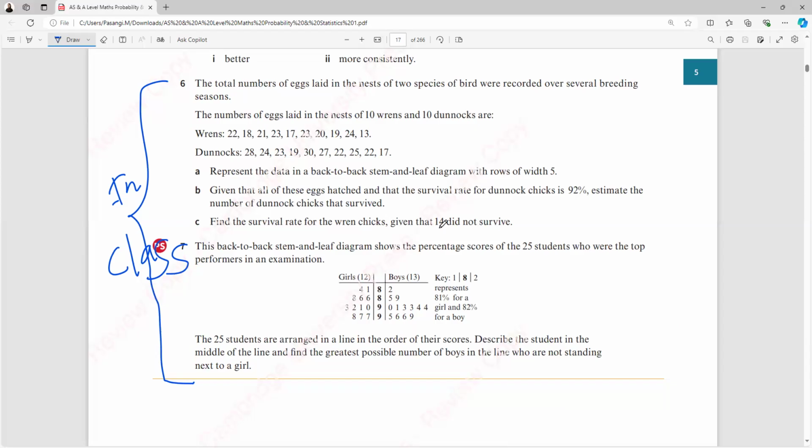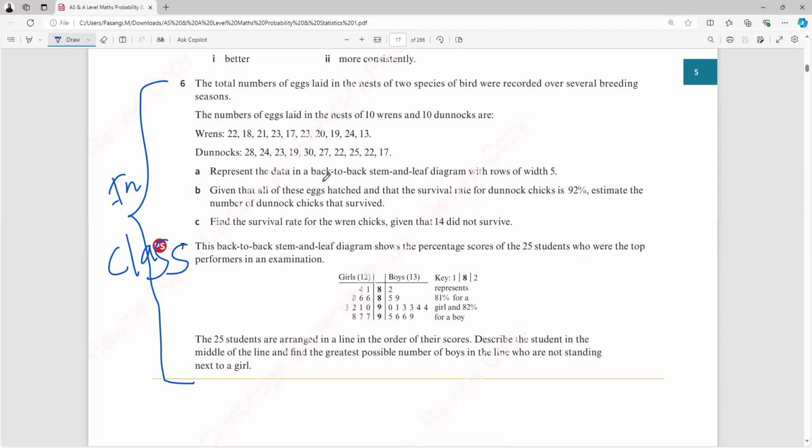Teacher, in the sixth question, part A, what do they mean by rows of width 5? Okay, represent the data in a back-to-back stem and leaf diagram with rows of width 5. Width 5 means here.